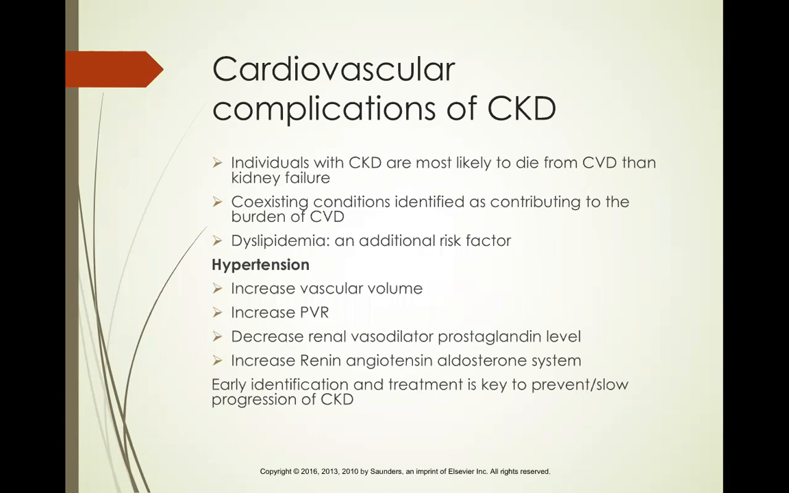A coexisting condition that contributes to kidney disease is dyslipidemia, which means there's a high lipid level within the vessel, which further impedes the blood flow. Hypertension can result. There's an increase in vascular volume, an increase in their PVR, peripheral vascular resistance, so the blood flow is diminished. Decreased renal vasodilator prostaglandin level. The prostaglandin is your protective agent upon the nephron. Increased renin-angiotensin-aldosterone system.